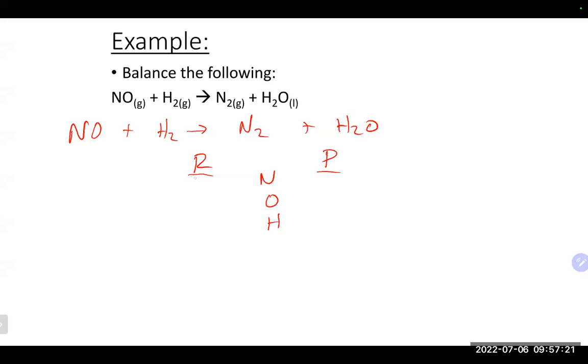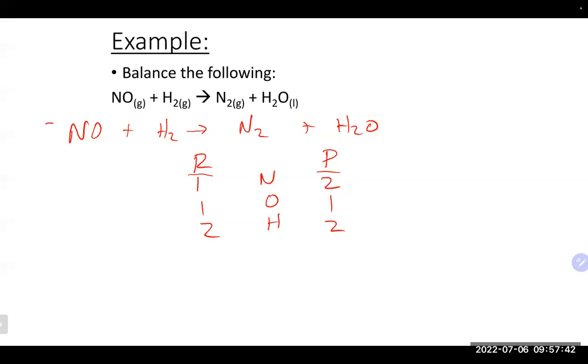On the left-hand side, we have 1 nitrogen. Right-hand side, we have 2. Left-hand side, we have 1 oxygen. Right-hand side, we have 1 as well. And left-hand side, 2 hydrogens, and also 2 on the right-hand side. So this one is pretty much balanced except for the nitrogen. So again, that's a pretty good place to start.